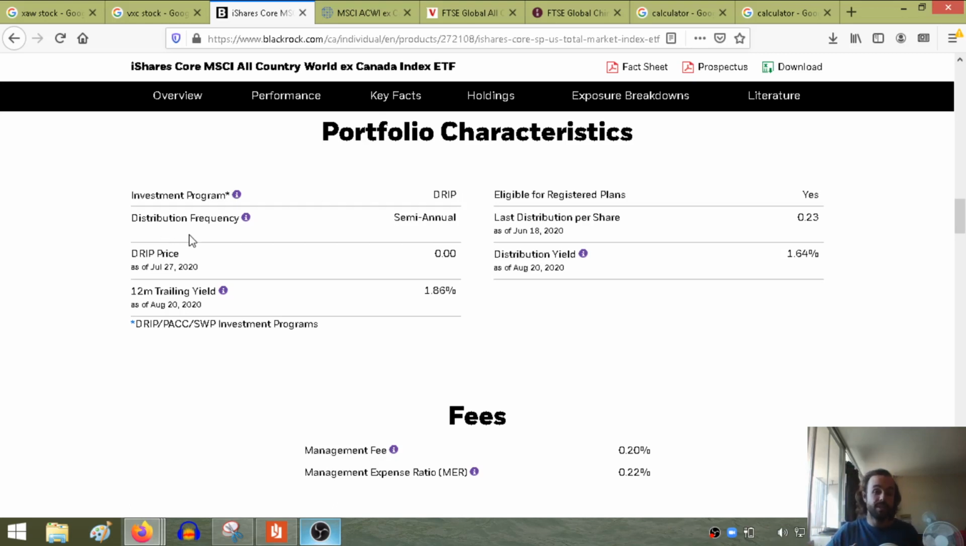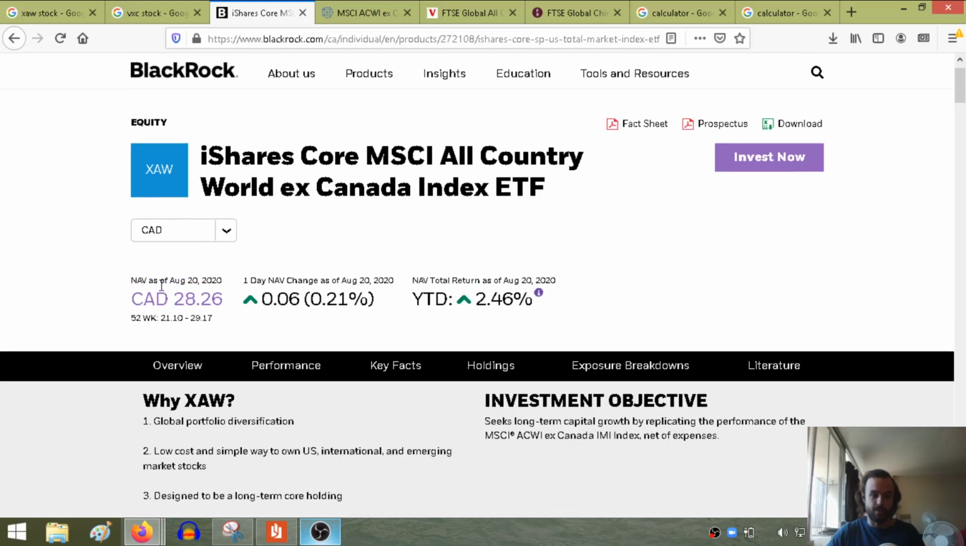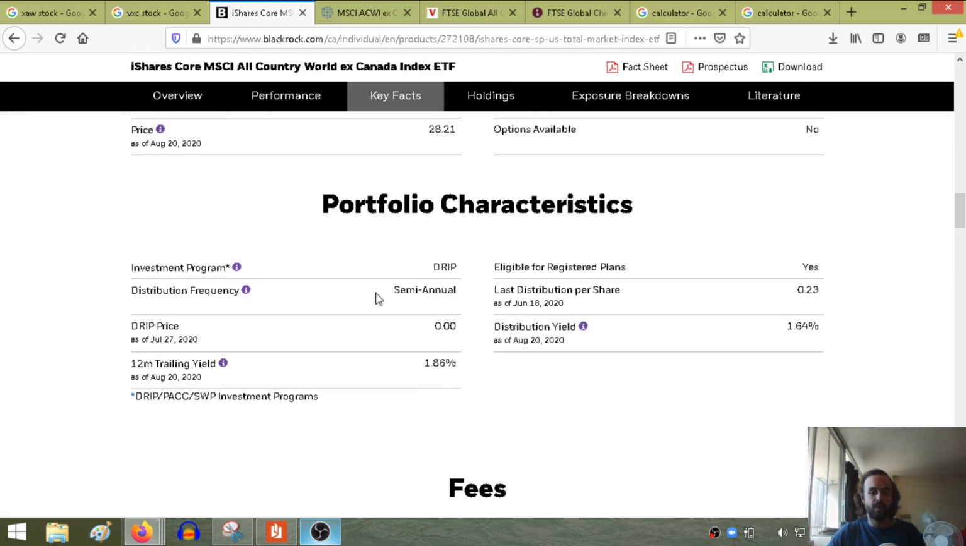The distribution frequency is how often dividends are paid out. This one is semi-annual, so you'll get the dividend paid out twice a year. The 12-month trailing yield is 1.86%. It is eligible for registered plans. So again, the tax-free savings account, the RRSP, the RESP. The last distribution per share was 23 cents. And I guess the distribution yield is just sitting a bit lower than the 12-month trailing yield at 1.64%. But again, this 1.64% represents 23 cents out of the original share price. Now, portfolio, we just did that.